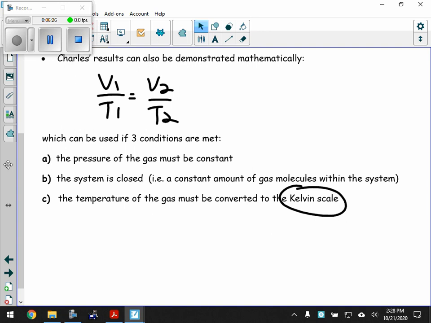Negative. So if I have 10 liters of a gas, and I do this test at -7, I have negative volume? That doesn't make sense, right? So we can't use Celsius. What's the other number that could create an issue here?